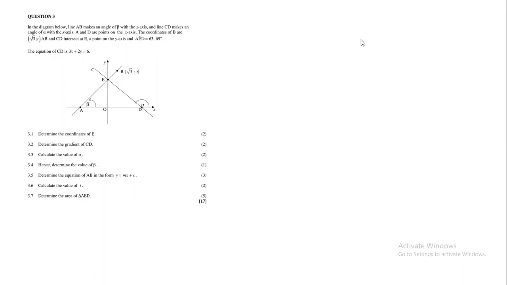In the diagram below, line AB makes an angle of beta with the x-axis, and line CD makes an angle of alpha with the x-axis. A and D are points on the x-axis. The coordinates of B are given to be (√3; t). AB and CD intersect at E, which is a point on the y-axis, and angle AED is equal to 63.69 degrees. The equation of CD is given as 3x + 2y = 6.